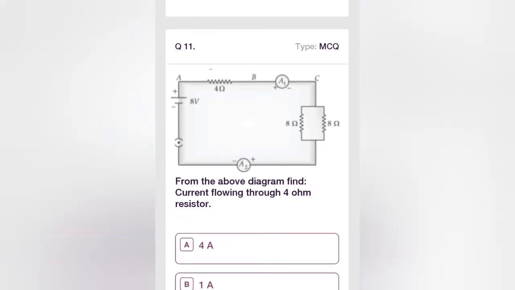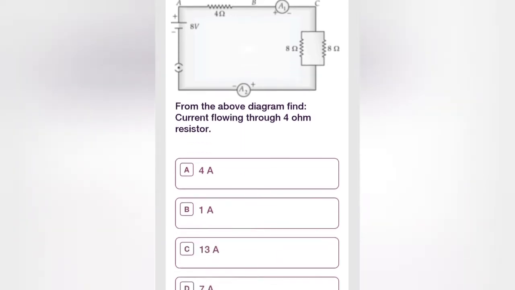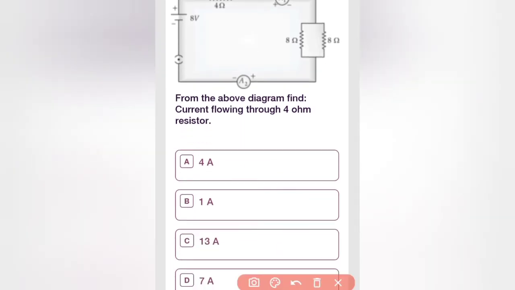From the above diagram, find the current flowing through the 4 ohm resistor. So how to find the current through this 4 ohm resistor? The same current will flow here, isn't it? The same current will be throughout because it is a series connection. So how to find it? We need to find the total current.